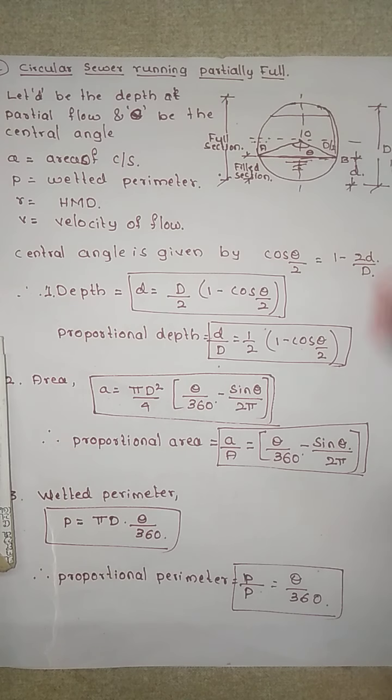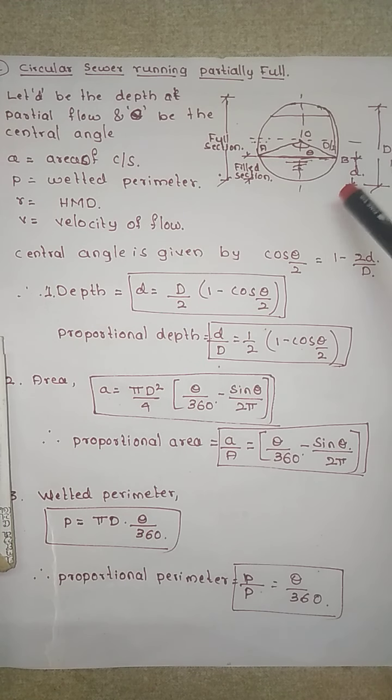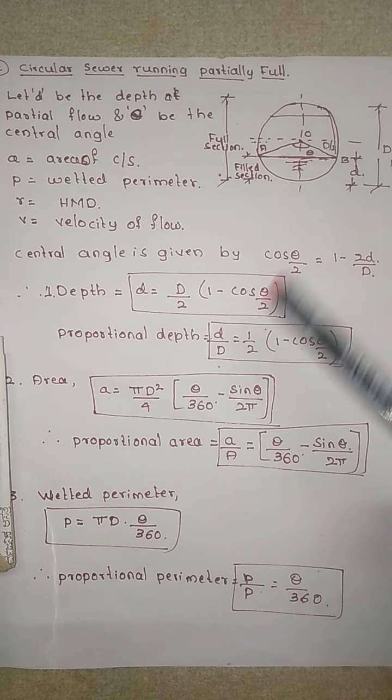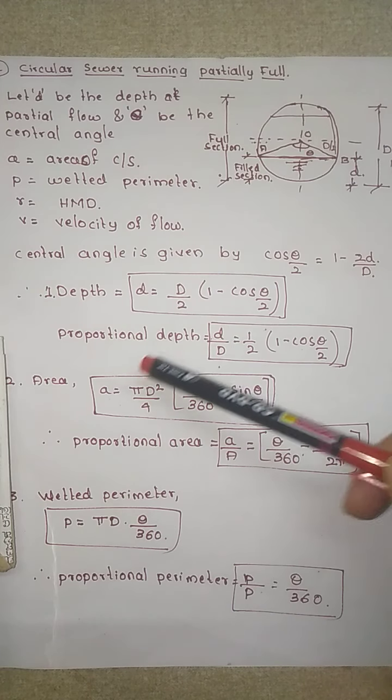In the problems they may ask you to determine the proportional depth, the proportional area, or the proportional wetted perimeter. In those conditions you need to remember these formulas when asked in the examination or in the problems. Proportional depth is the ratio of the smaller depth, when the sewer flows under partial full condition, to the sewer running under full flow condition.